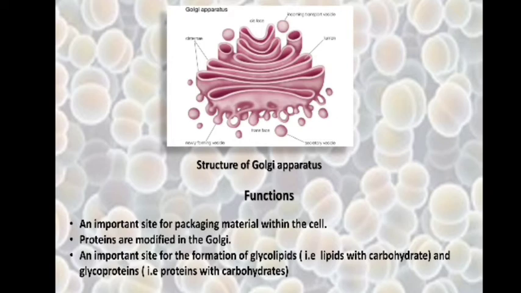In this respect, the Golgi can be thought of as similar to a post office. It packages and labels items which it then sends to different parts of the cell or to the extracellular space. The Golgi apparatus is also involved in lipid transport and lysosome formation.